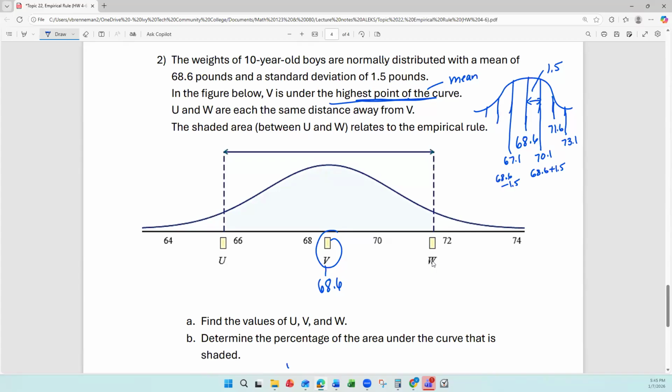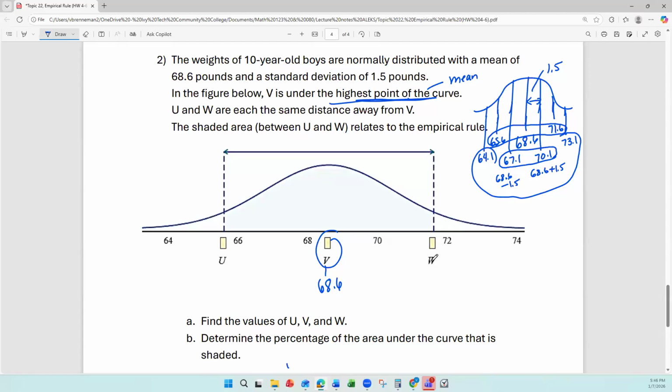And then again, subtract 1.5 from that would be 65.6. And then subtract 1.5 again, that would be 64.1. So adding and subtracting the 1.5. But here on this label, we only are going to have two of them, but they're going to be a matching pair. So it's either going to be the 67.1 and the 70.1, or the 65.6 and the 71.6, or the 64.1 and the 73.1. So then I use those given labels to figure out which pair fits those.